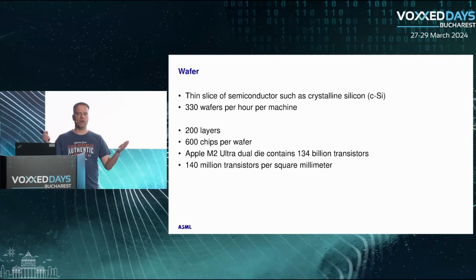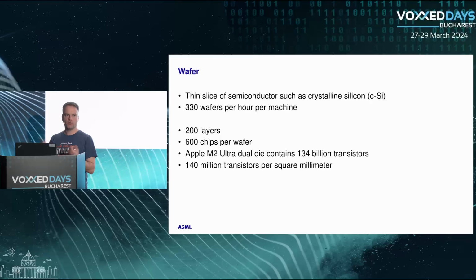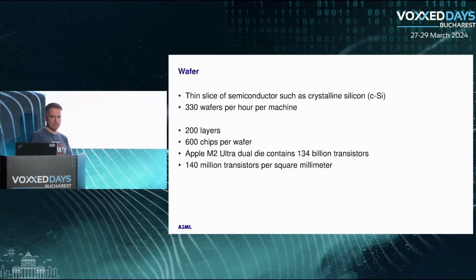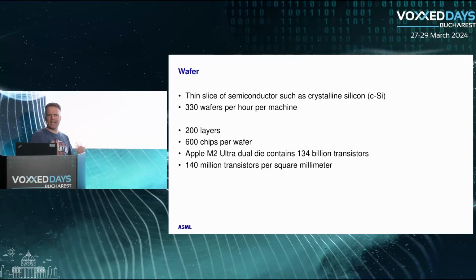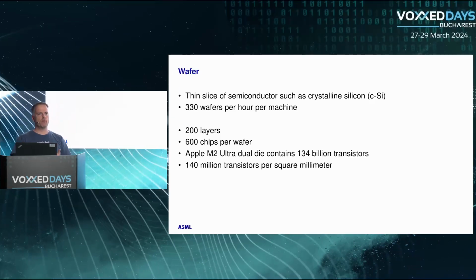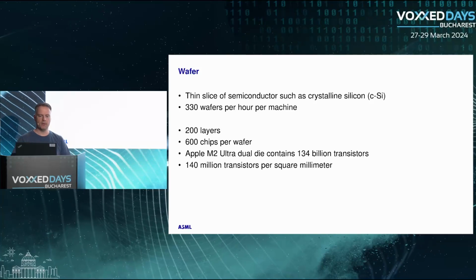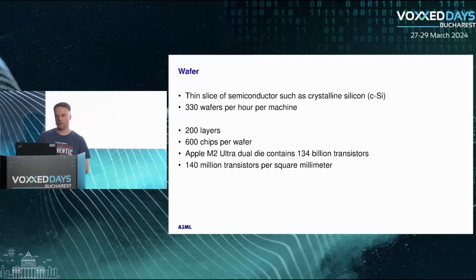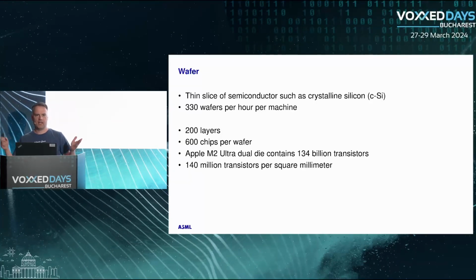So it's not that in 1 hour you have 300 wafers with functioning chips. You just have 1 layer, basically. So it can be up to 200 layers. Again, it depends on what type of chip. If it's memory or processing, it can be a bit lower. And we now reach like 140 million transistors per square millimeter, which sounds insane.